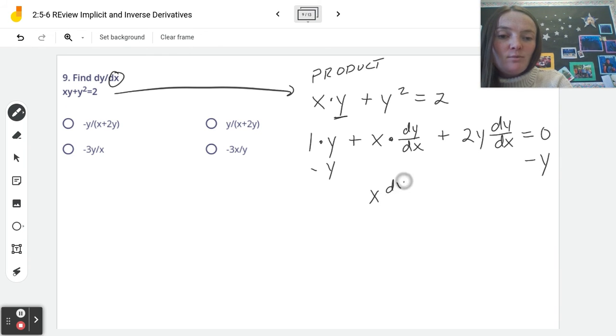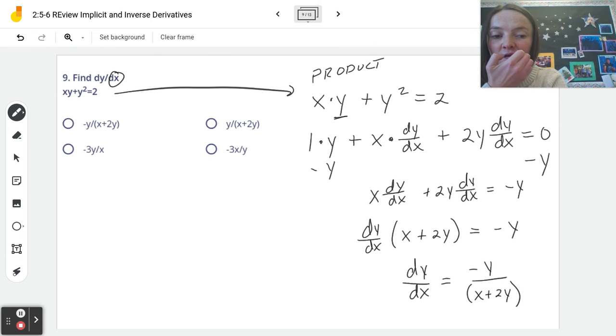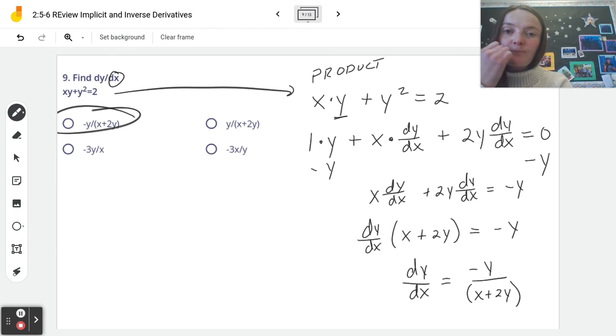So I have x dy/dx plus 2y dy/dx is equal to negative y. I'm going to factor a dy/dx out of the left side and get x plus 2y on the inside. And then I'm just going to divide. So dy/dx has got to be equal to negative y all over x plus 2y. And that's the solution here, which is this one right here.